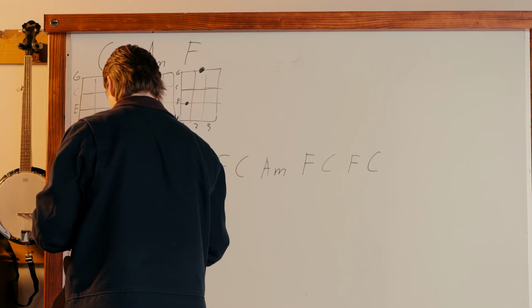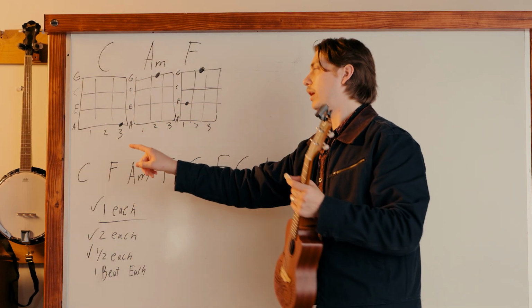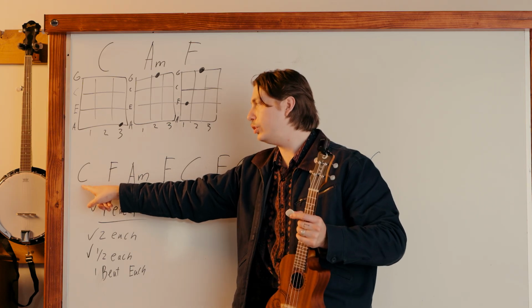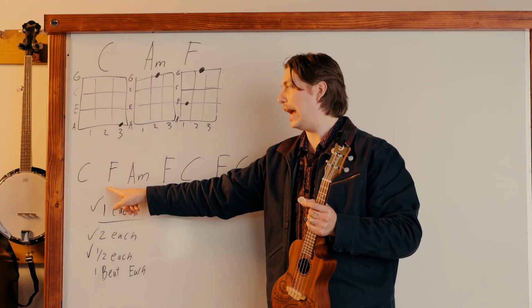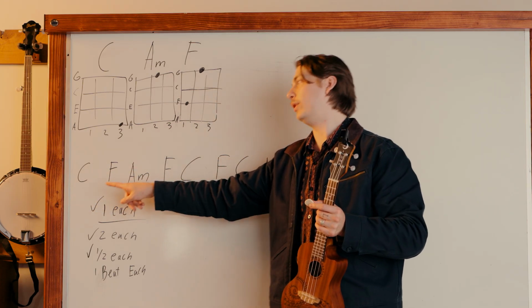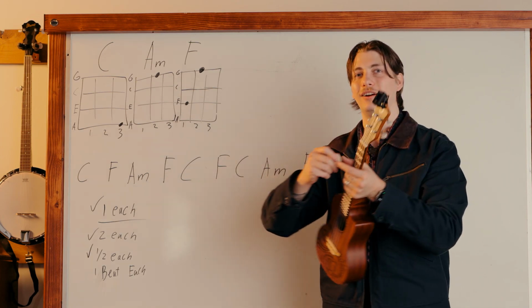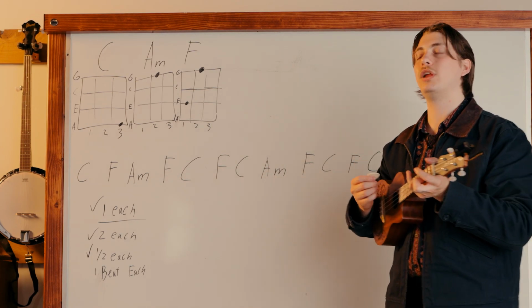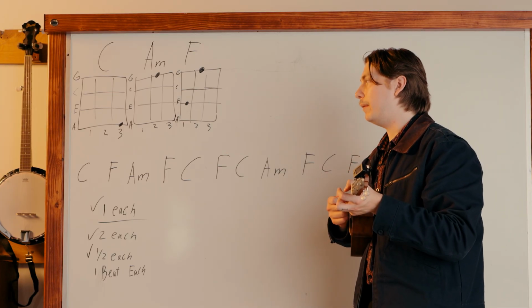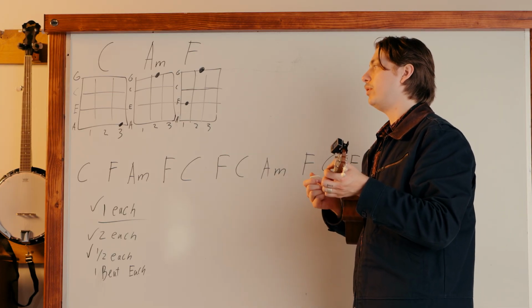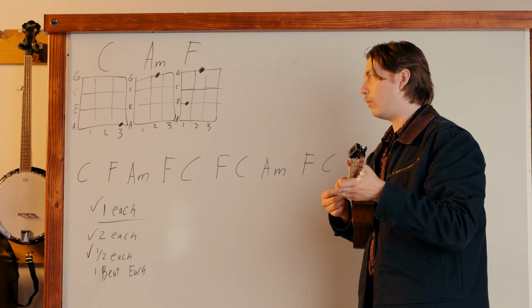So now, instead of going 1, 2, 1, 2, now we're going to go 1, 2, 3, 4. This is going to be fast, but we got it, okay? Are you ready? Just try it with me. We'll go slow. We'll go like this. 1, 2, 3, 4. Ready.